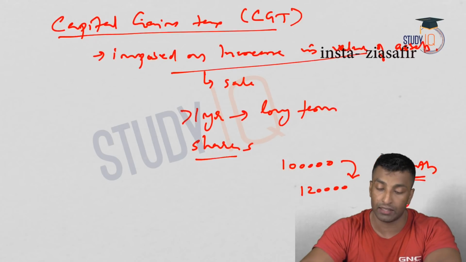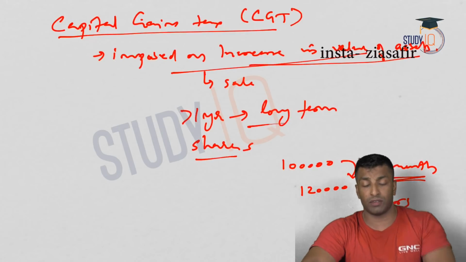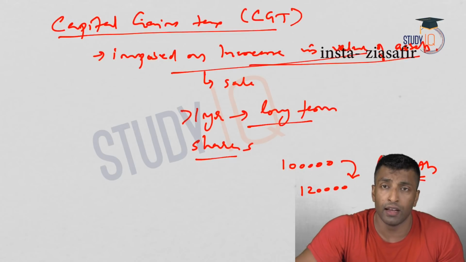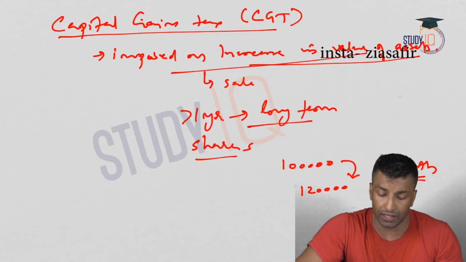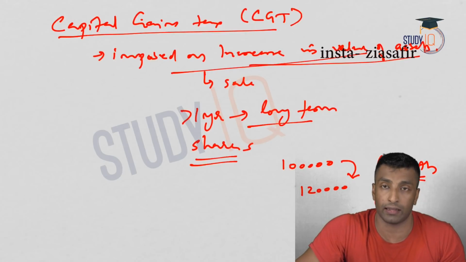Capital gain tax is actually imposed on increase in value of assets. You just need to have a rough idea. This long term is different in case of financial assets and physical assets. Okay, and then you just need to know that in case of shares, long term, there is no capital gain tax.